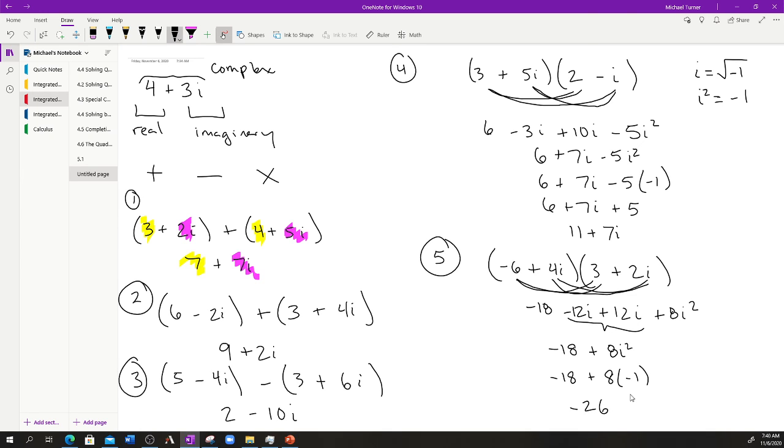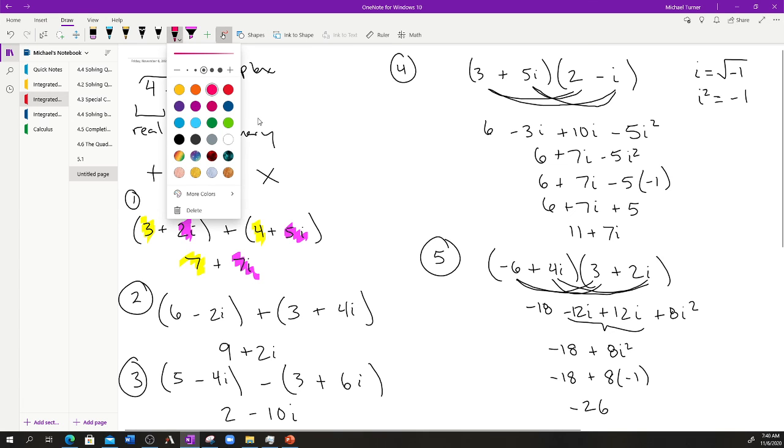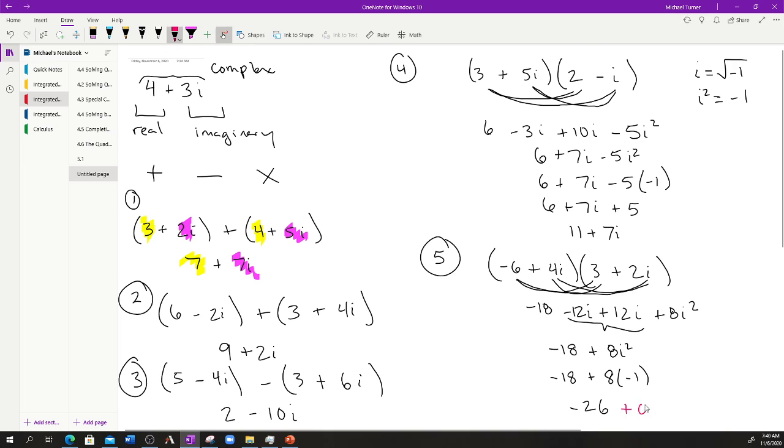Now, I just got done saying that you need to have a real and imaginary part, but it's possible that once you simplify, your imaginary part is 0. So that 0i is optional. You don't have to write it. It's possible that when you do simplify, you end up with just the real part, or just the imaginary part. You can include that if you want, if it helps you remember, but you don't have to.